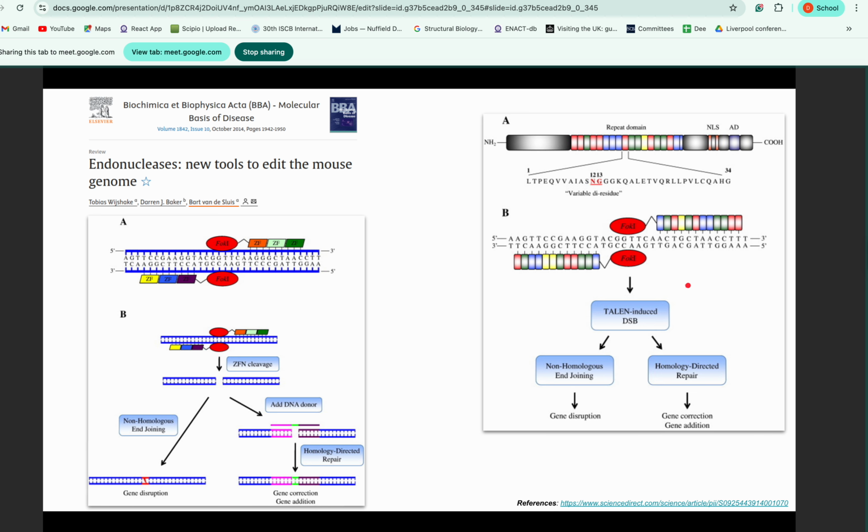Yeah, and similarly here it is shown that we can also induce these breaks by using TALEN. So this shows the zinc finger nucleases. Similarly, these subdomains can also be TALEN based subdomains, and this can also lead to both non-homologous end joining and homology directed repair. In case of non-homologous end joining, it leads to gene disruption. In case of homology directed repair, it can lead to gene correction and gene addition.